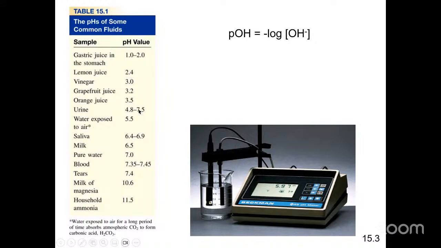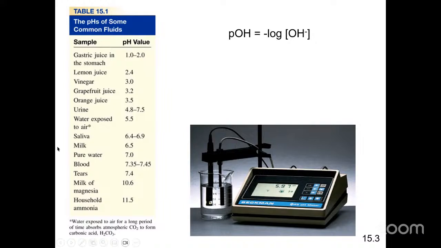Urine, which varies according to what you eat, from a low of 4.8 to a high of 7.5. And then water exposed to air. Now, this is interesting. One would think that water, of course, being water, would be neutral, therefore the pH is 7. But if it's exposed to air, what happens? It absorbs carbon dioxide. Carbon dioxide is an acidic gas. So as a result, the pH of water exposed to air is not 7, it's 5.5, all right? A bit acidic, or more acidic than pure water.